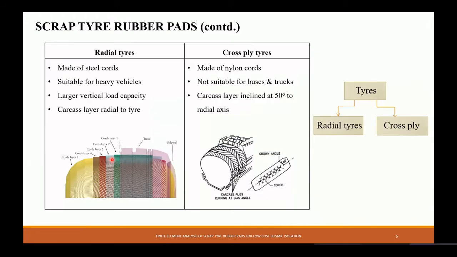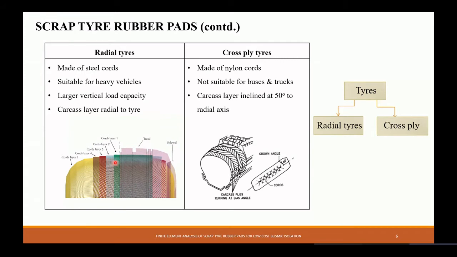Now, the research that we are focusing on is based on radial tires. So there are two types of tires, as was explained initially. One is the radial tire, which is composed of steel cords. These are suitable for heavy vehicles like trucks and trailers, and these have larger vertical load capacity. Okay, and these are basically the carcass layer of the radial tire.